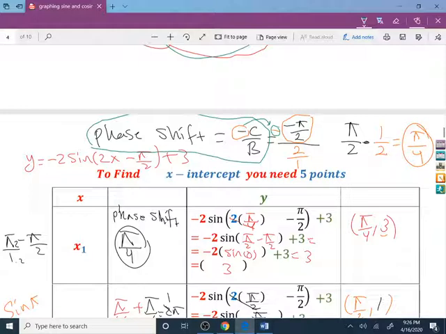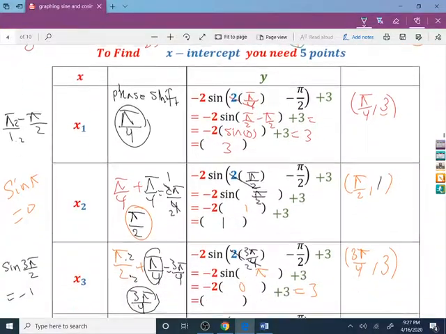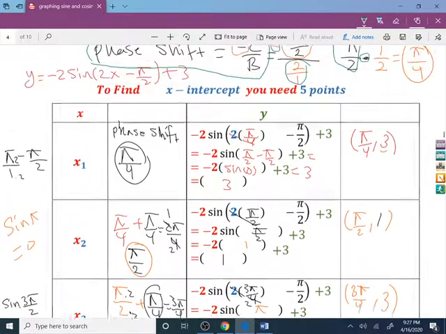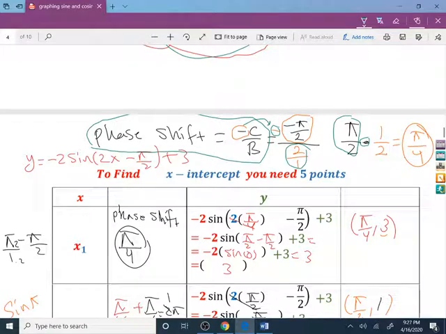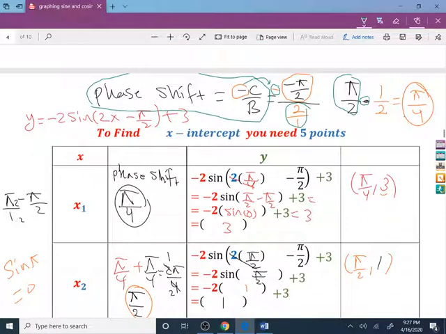I put 2 over 1 because I want to show you the rule: keep pi over 2, change the division to what? Multiplication, and flip this one. 2 over 1 becomes 1 over 2. Pi times 1 is pi over 2 times 2 is pi over 4. Now, this is my table. What is my first point? I have to choose the phase shift, pi over 4. You see this comes here.